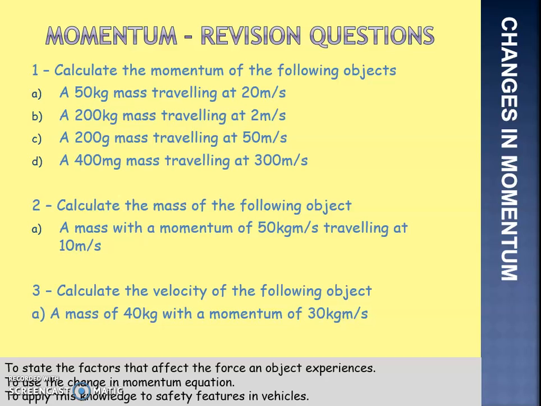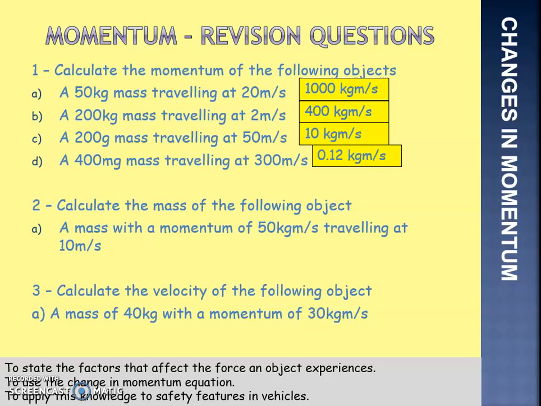Okay, question 1 then. Momentum of a 50 kilogram mass at 20 meters per second would be 1000 kilogram meters per second. B, the answer would be 400 kilogram meters per second. C, 10 kilogram meters per second. And D, 0.12 kilogram meters per second. On C and D, you have to make sure you convert that mass to kilograms.